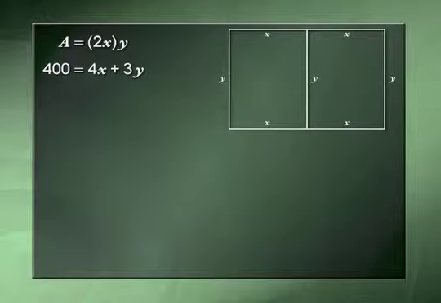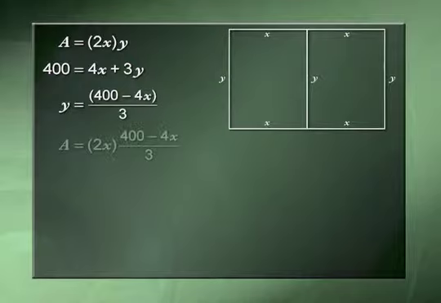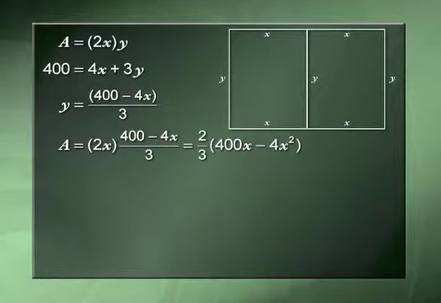And if you do that, you move the 4x to the other side and divide by 3. So y is 400 minus 4x, all divided by 3. And now our area function takes on a new form. It's 2x times y, but I replace y with (400 minus 4x) over 3, and I multiply that out to make it a little bit easier to differentiate. It becomes 2/3 times the quantity 400x minus 4x squared.